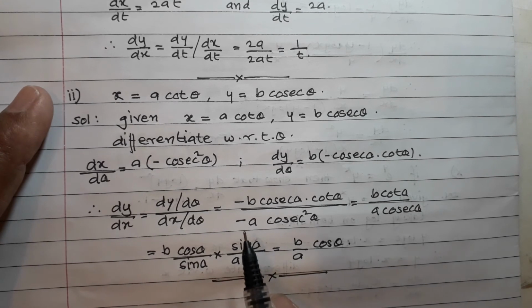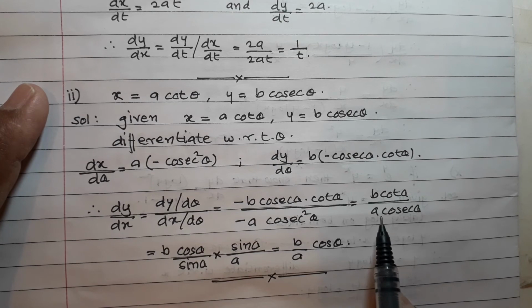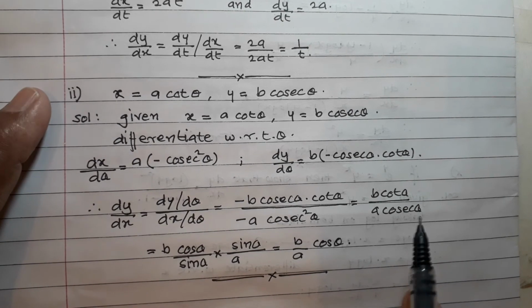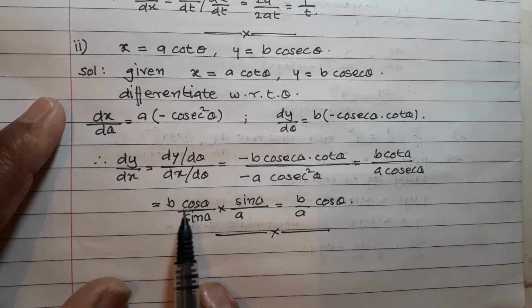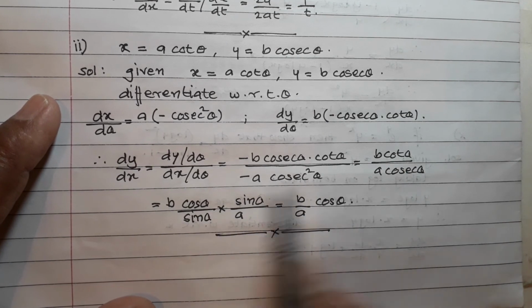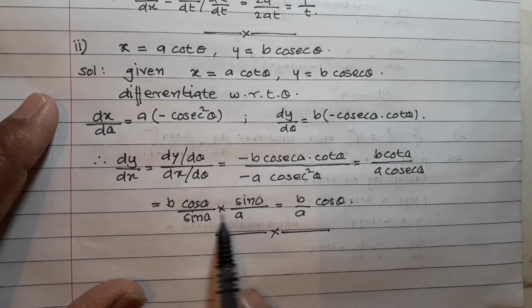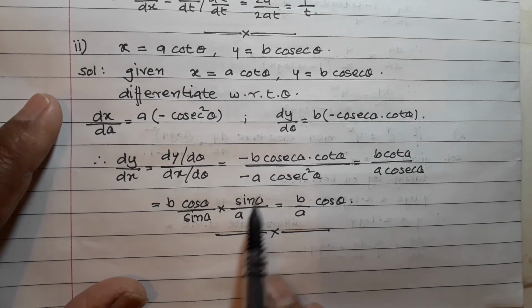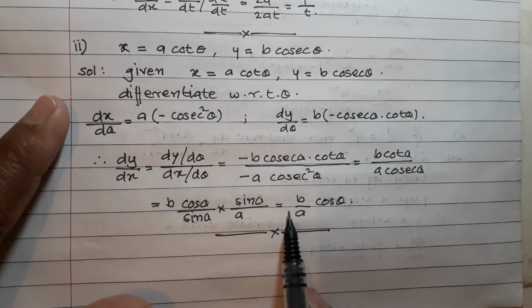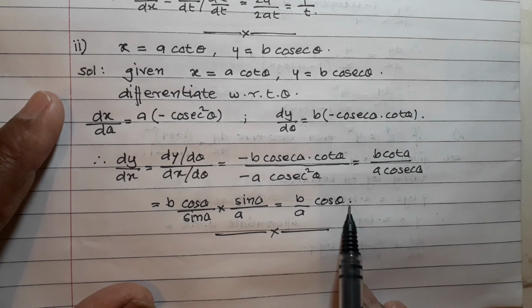Simplify this: minus minus sign gets cancelled, b cot theta upon a cosec theta. Okay, and therefore dy/dx is equal to, this you simplify, cot means cos upon sine into sine upon a, so this is b upon a cos theta.